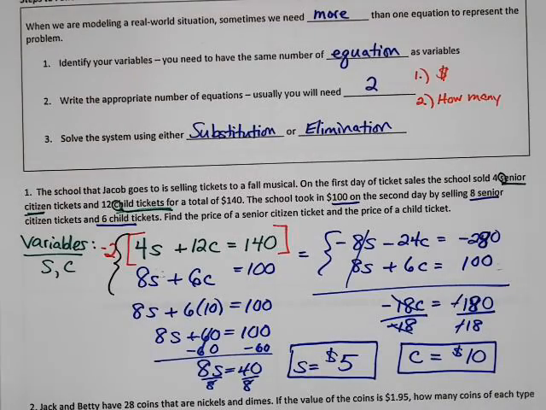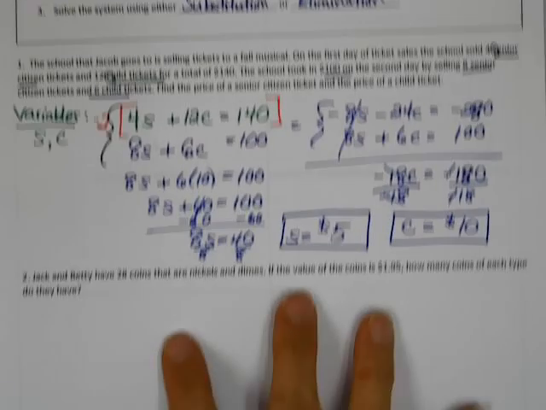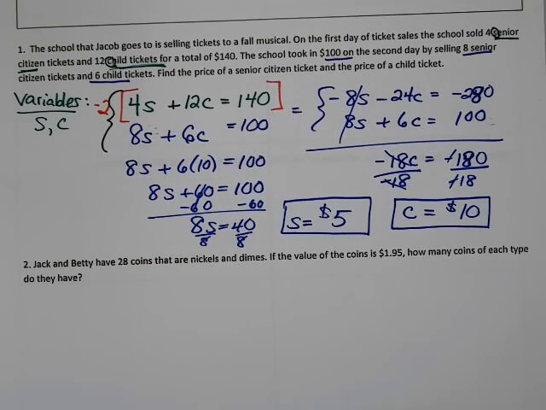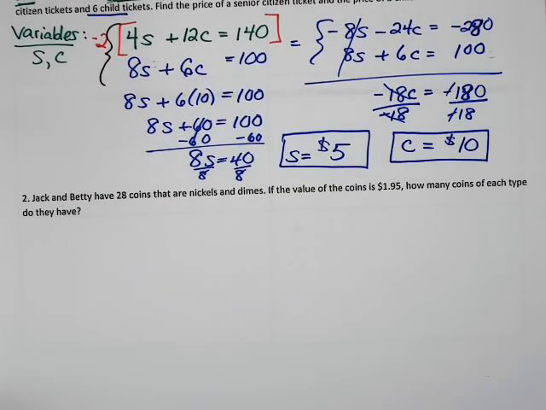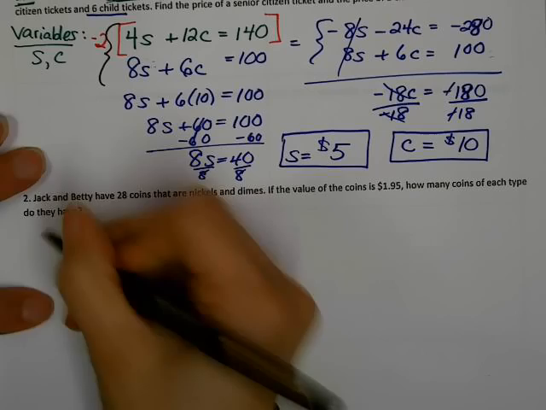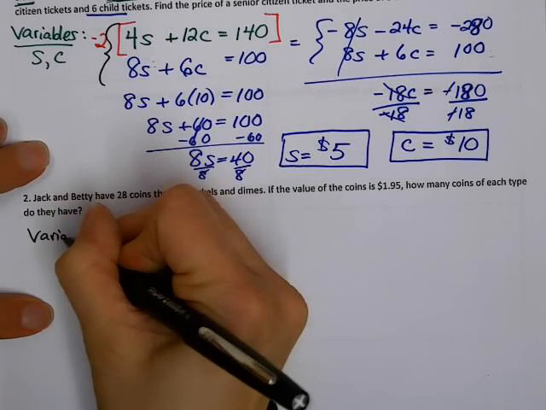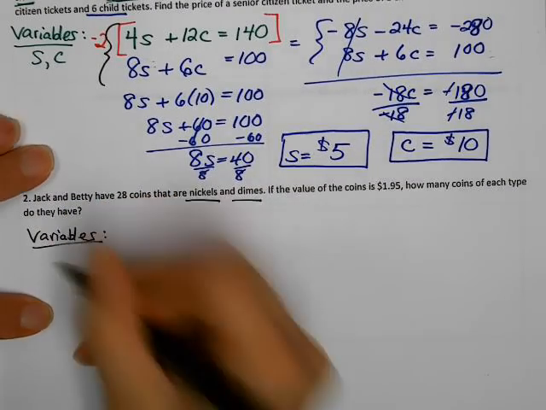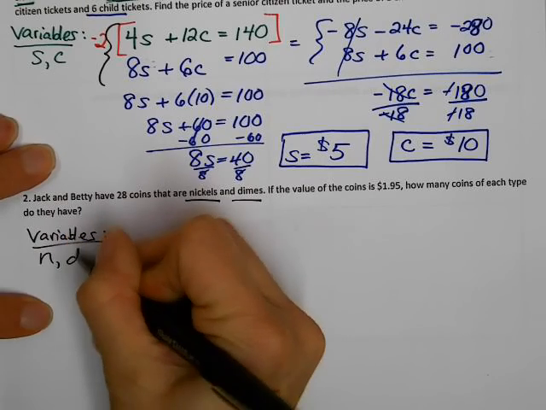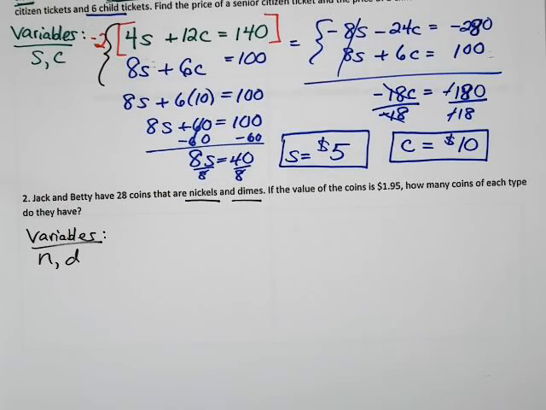Okay, let's go on to the next one. Jack and Betty have 28 coins, and they are nickels and dimes. All right, so let's see. The variables that we're going to use for nickels and dimes, I'm going to use an N and a D. I think that makes sense.